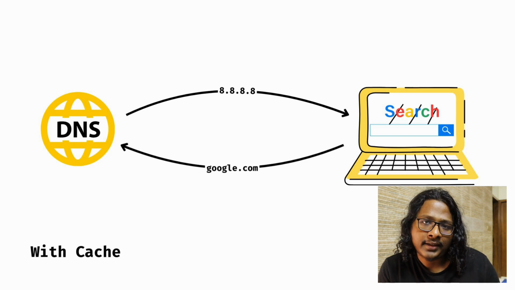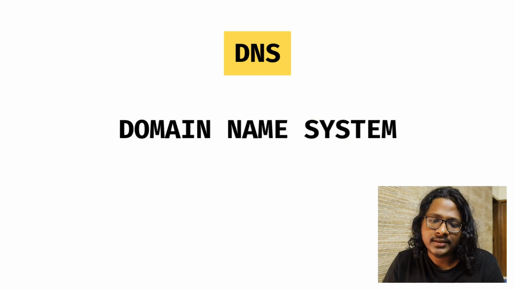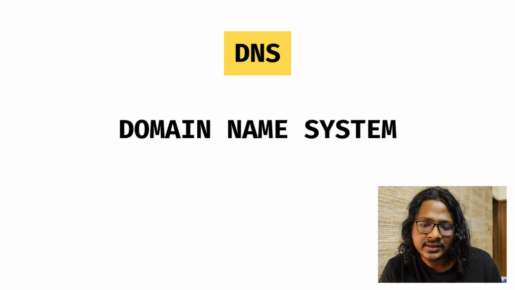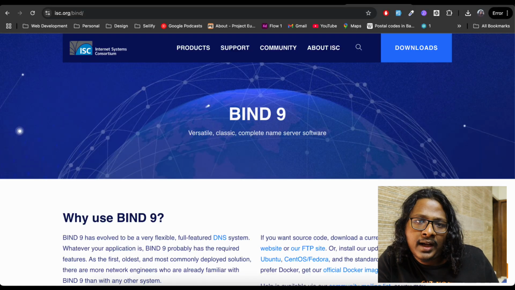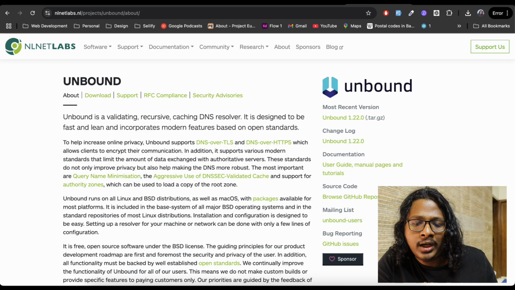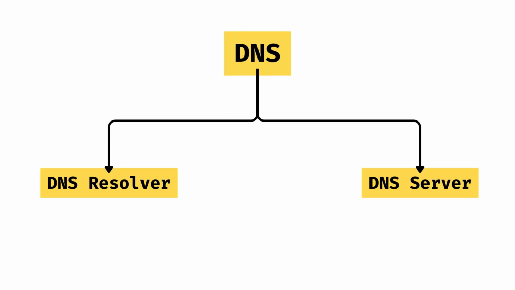That's where the DNS hierarchy comes in. But before diving into that, let's first understand what DNS actually is. DNS, or Domain Name System, is a system that translates domain names into IP addresses. It follows a specific set of rules and relies on a network of servers to resolve domain names. There are different software implementations of DNS, such as BIND or Unbound, which are commonly used by ISPs or DNS providers.